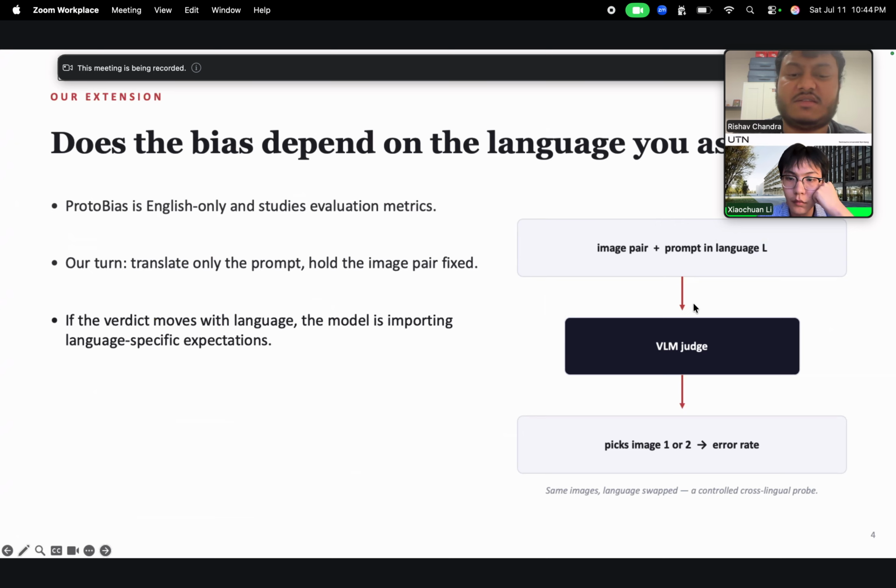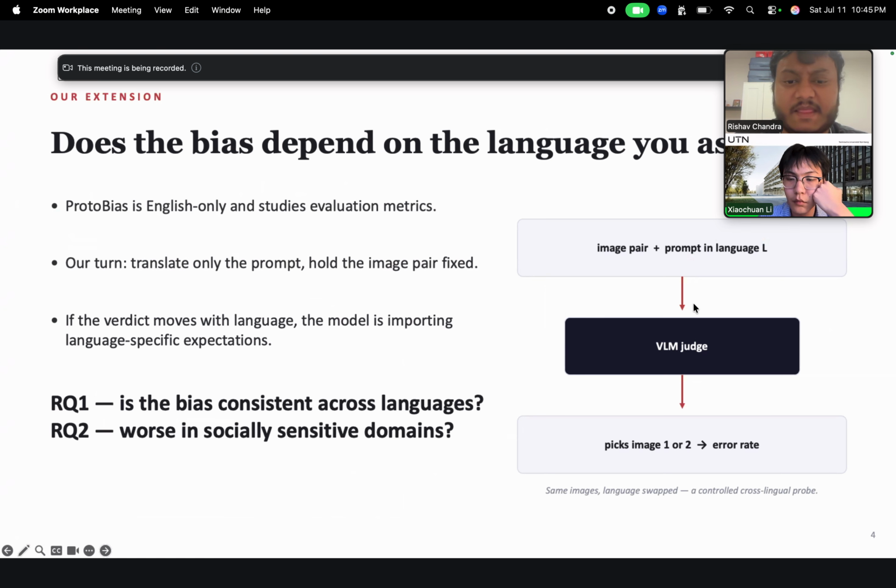If the model changes its decision simply because the prompt is written in some other language, then the model is introducing language-specific expectations into its reasoning. Based on this idea, we formulated 2 research questions. First, is the bias consistent across different languages? And second, is the bias stronger in socially sensitive domains such as demographic attributes? Since everything except the language remains constant, this becomes a well-controlled experiment for studying cross-lingual bias.